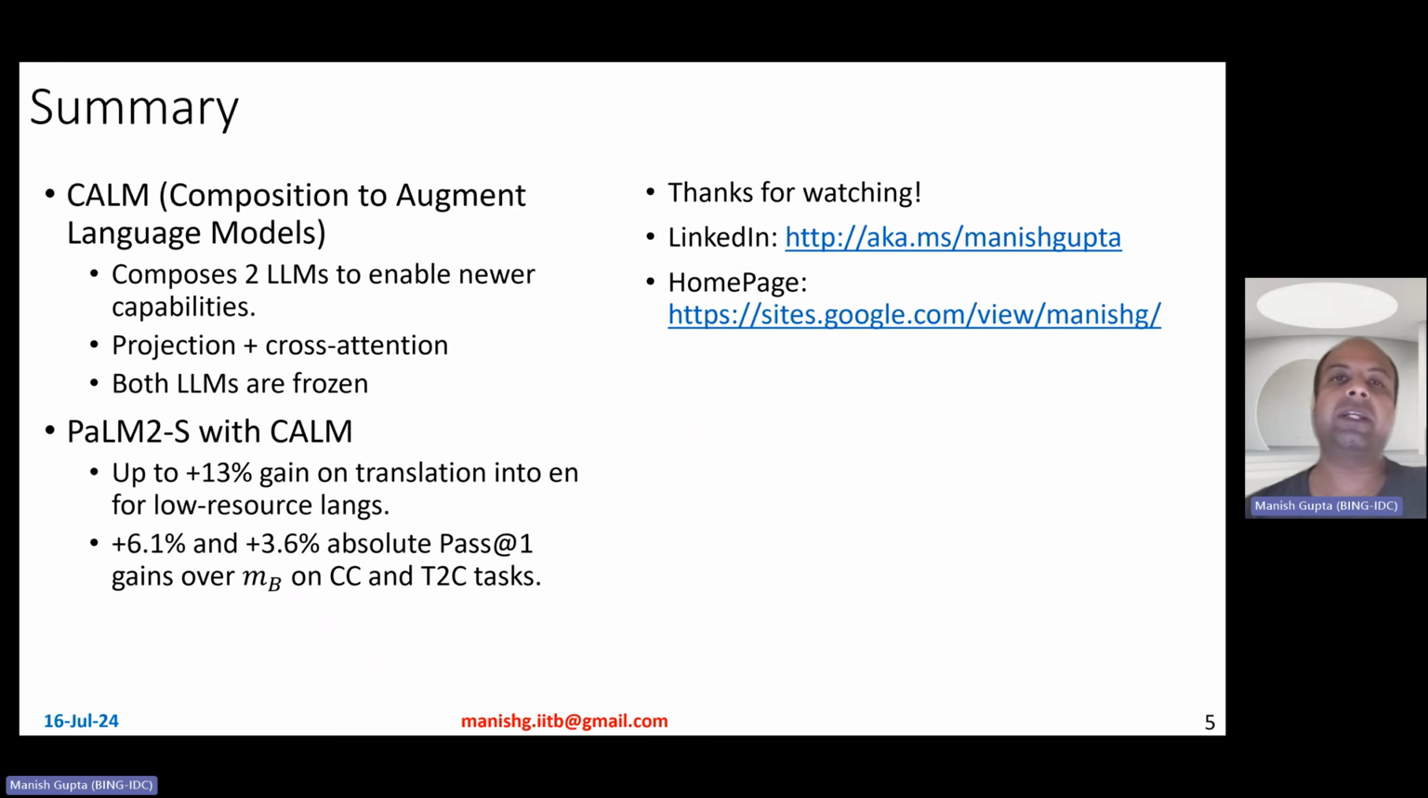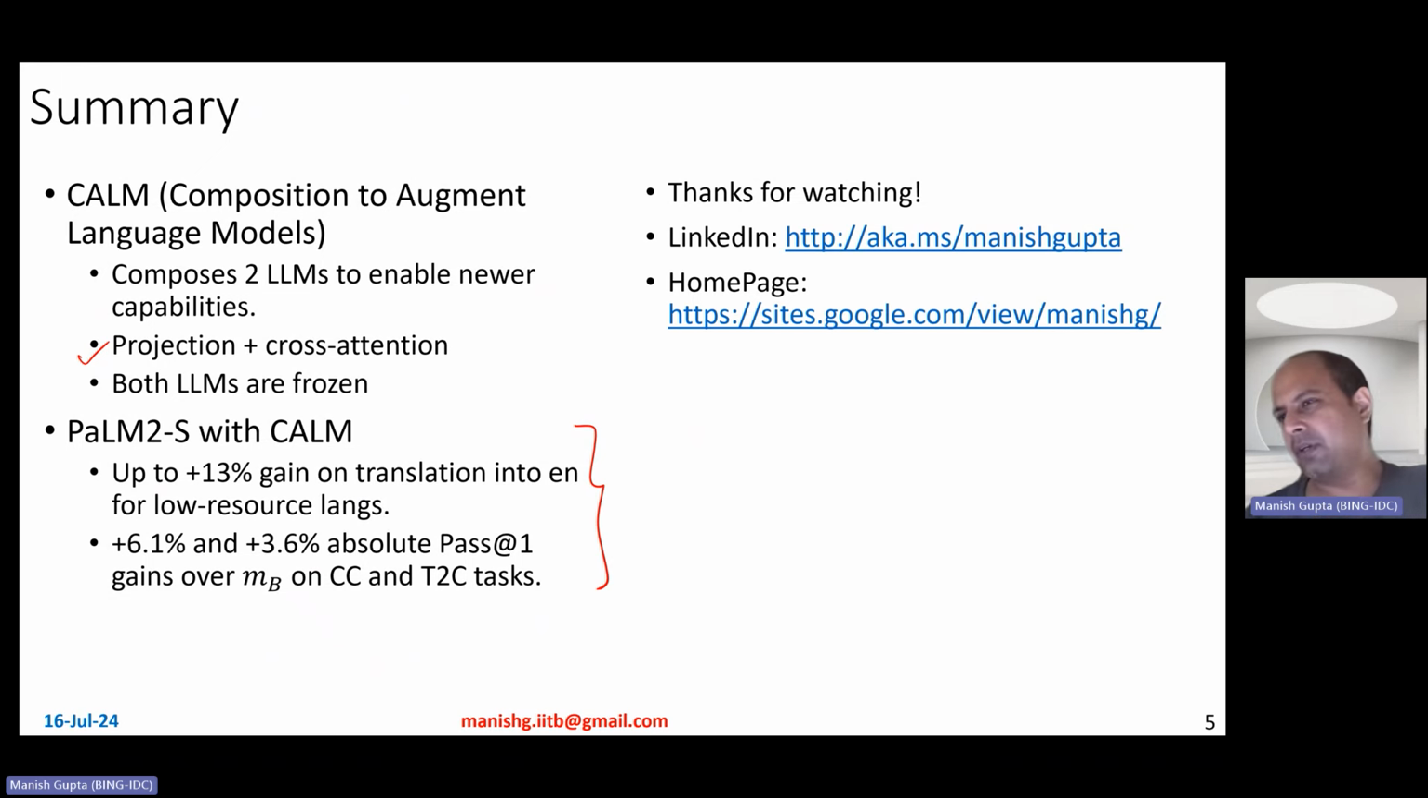Okay. So in summary, in this video, I talked about CALM, which stands for Composition to Augment Large Language Models. It composes 2 large language models to enable newer capabilities. It involves training of a projection layer and the cross attention across various layers between MA and MB, the two models. Both LLMs are kept frozen, and it showed good results over key value arithmetic, low resource language inclusivity, and code understanding and code generation, right?